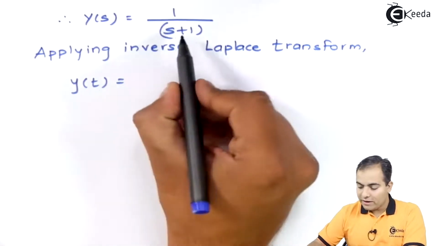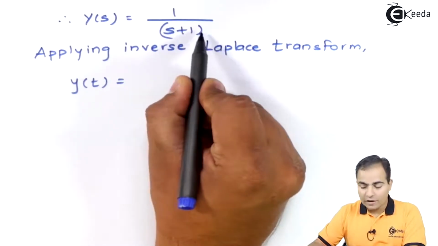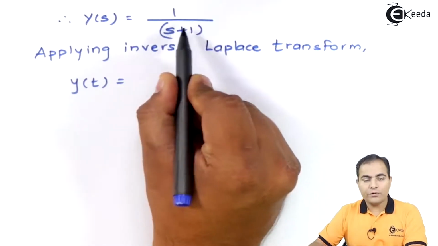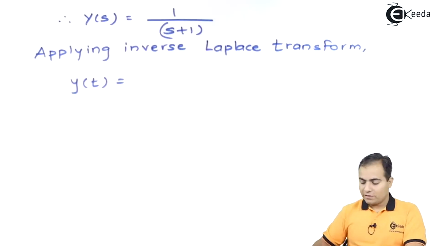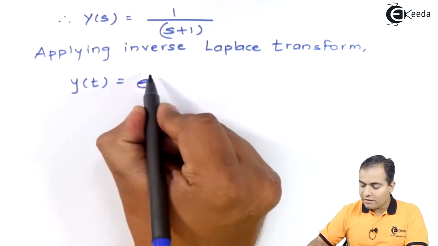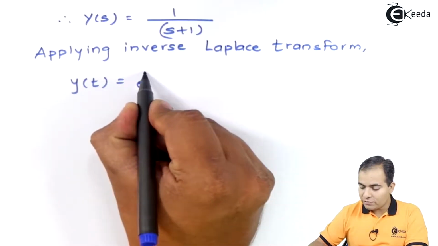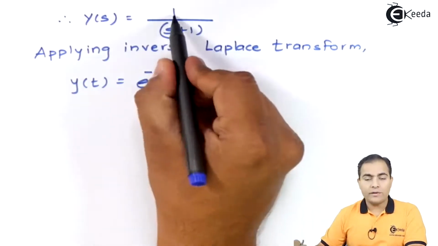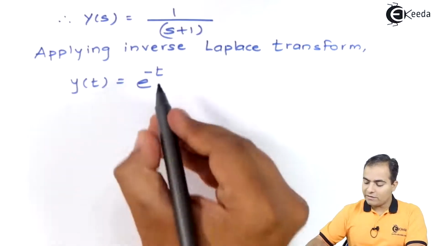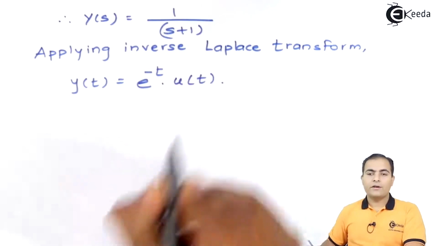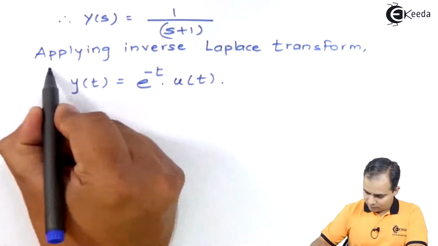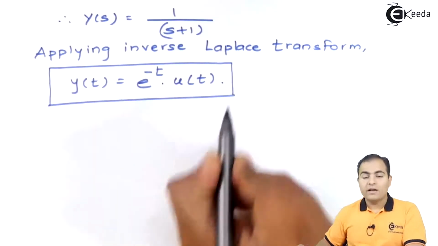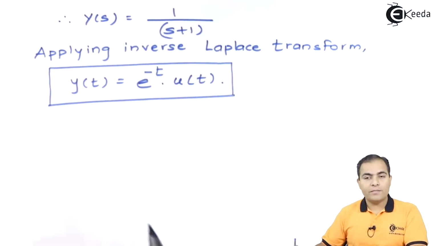Now here we have s plus 1, which means we have to use the reverse value in the place of a. So your a is minus 1, giving e to the power minus t. Now what is remaining? 1 by s, and the inverse of 1 by s is the unit step. And this is the result of the impulse response. Now we will move on to the third one.